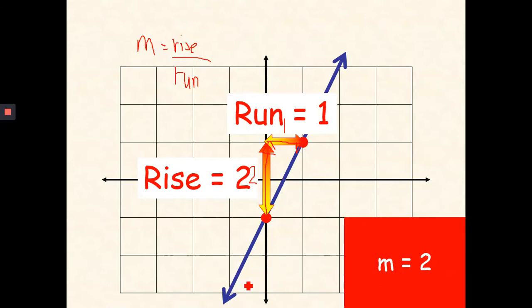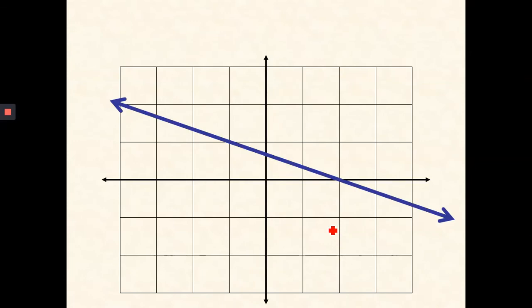Since the line rises to the right, therefore the sign of the slope is positive. Okay? We have here the next one. We're going to apply the first formula. So we're going to identify the exact location of 2 points. So we have here the first one and the second one.